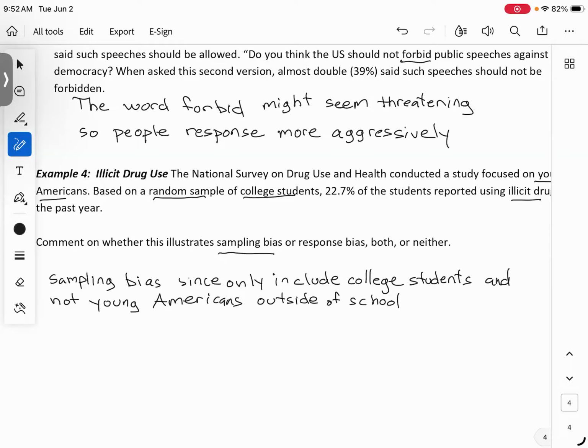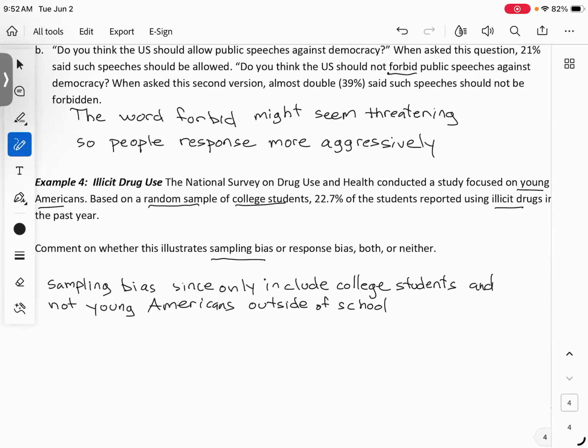Okay. Now, response bias is also one of the main reasons why I'm ending with this last one. Do you think that everybody honestly said yes when they should have said yes and said no when they should have said no? Probably not, right? I don't think everybody who has used illicit drugs in the last year is going to be honest and admit to that. So this one also has response bias.